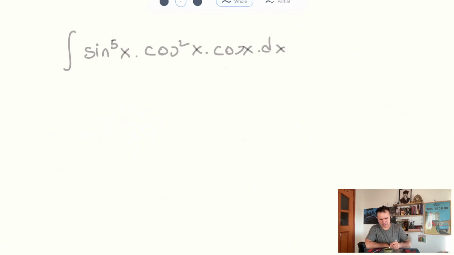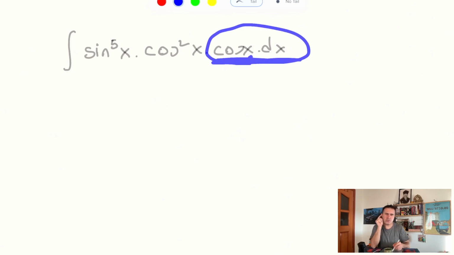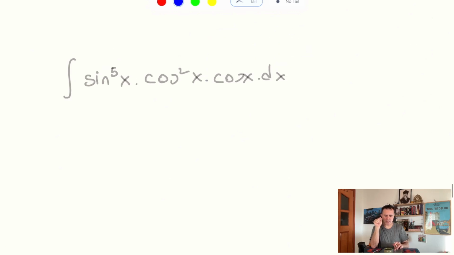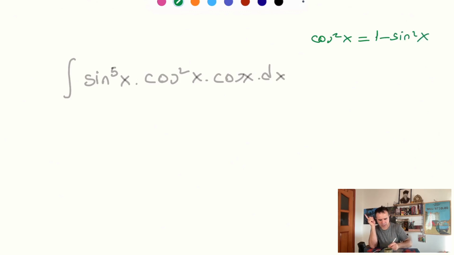Now we have sine x, and the derivative of sine x is cosine x multiplied here by dx. So we may be able to use substitution method, but the problem is here. We have a cosine square of x here, but we know that cosine square of x is equal to 1 minus sine square of x. So if we rewrite cosine square of x as 1 minus sine square of x, we can now solve the problem.